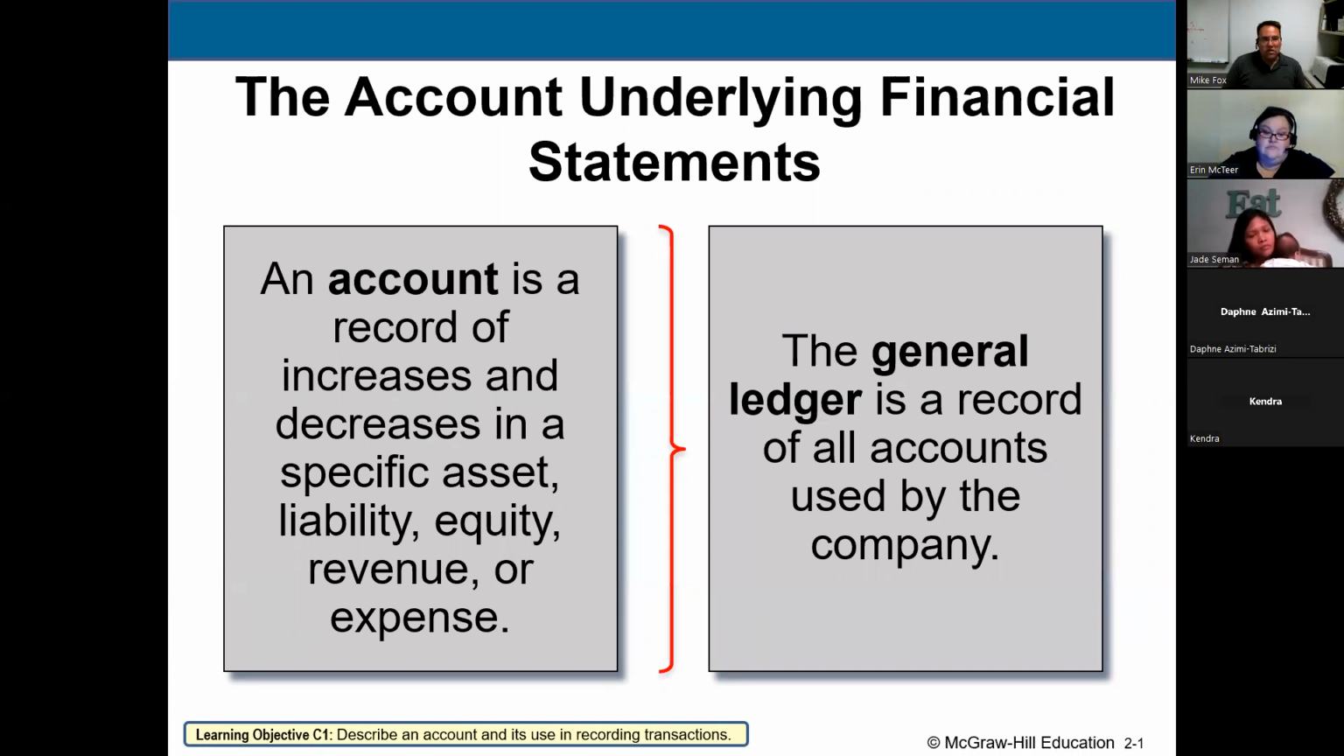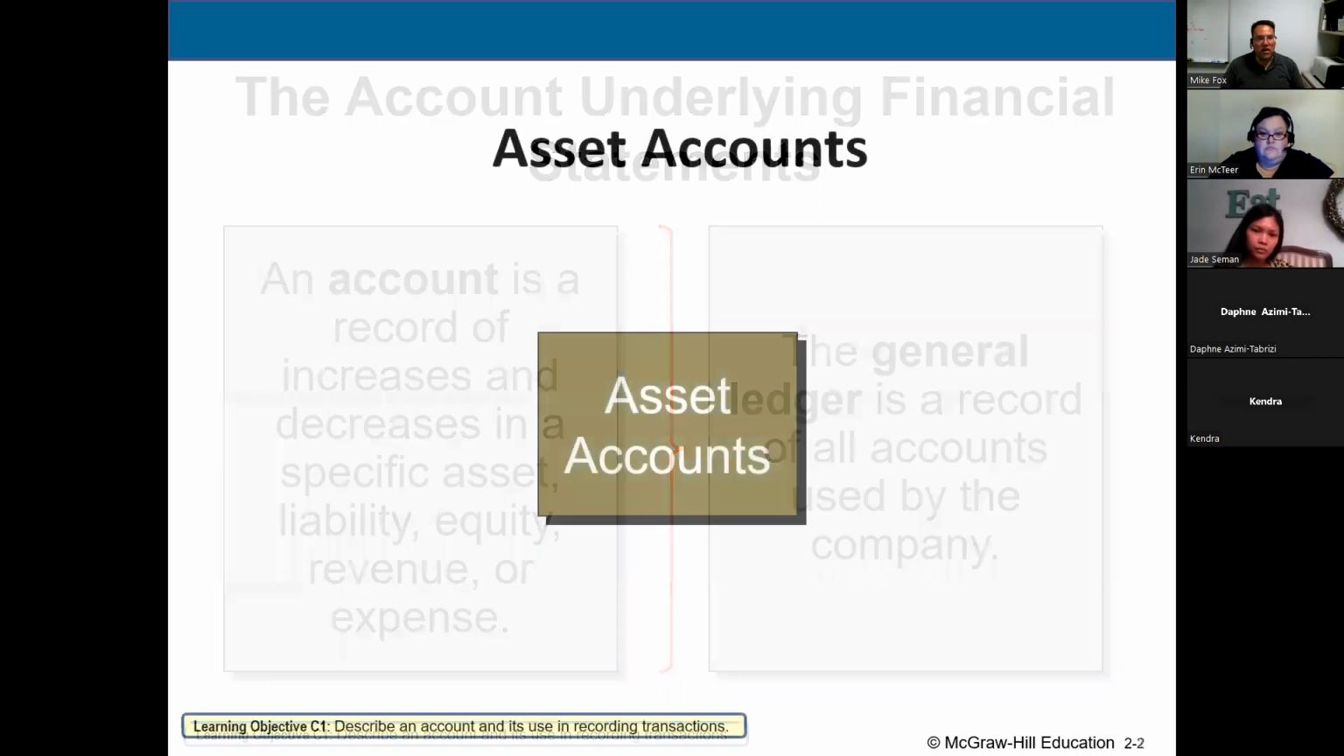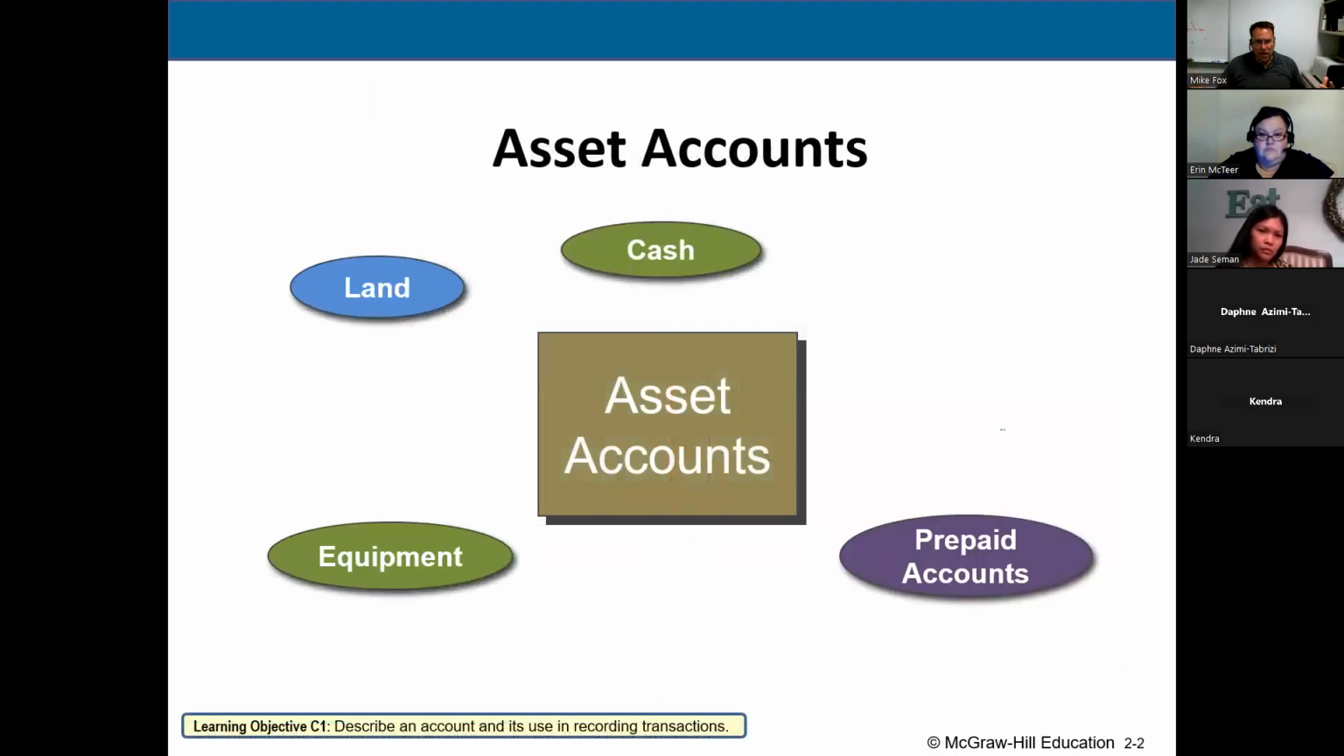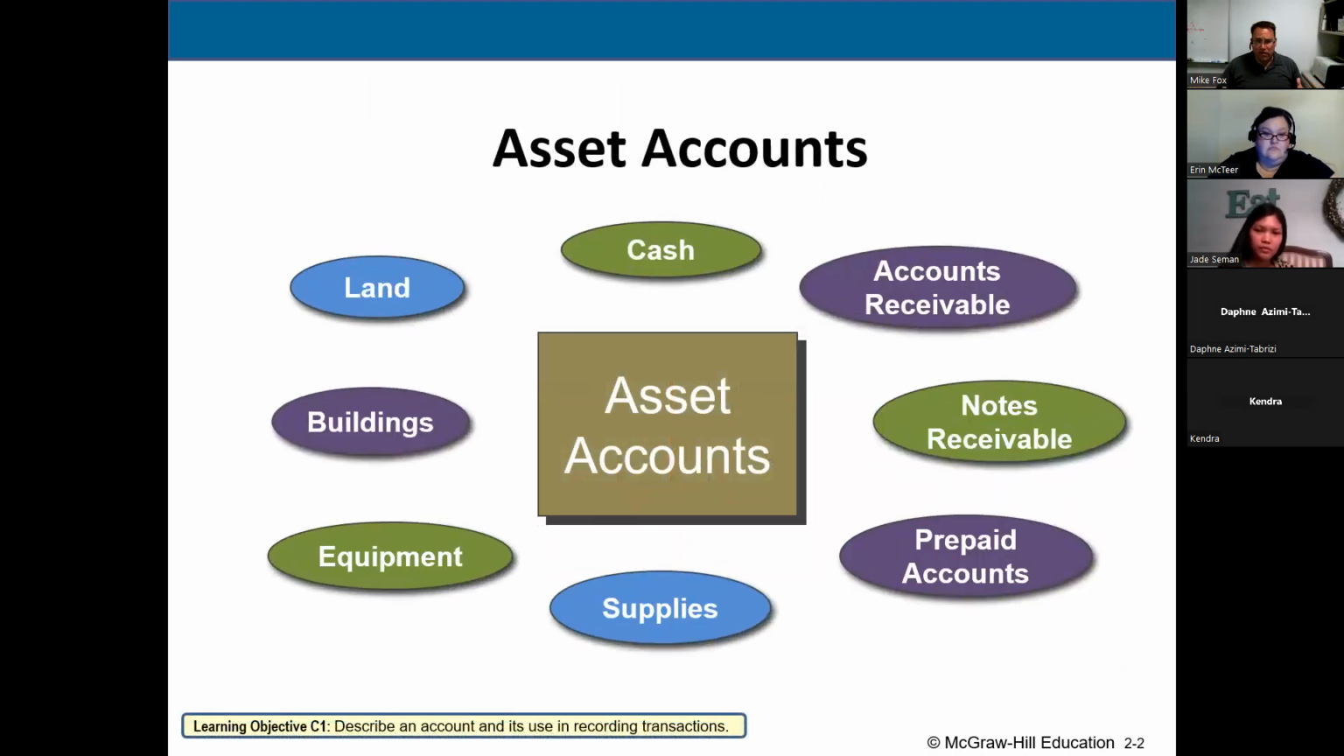An account is just a record of increases or decreases to a specific asset, liability, equity, revenue, or expense. And a general ledger is a record of all the accounts used by the company. So there are just some definitions of things we've already been using. I just want to quickly review what the types are.